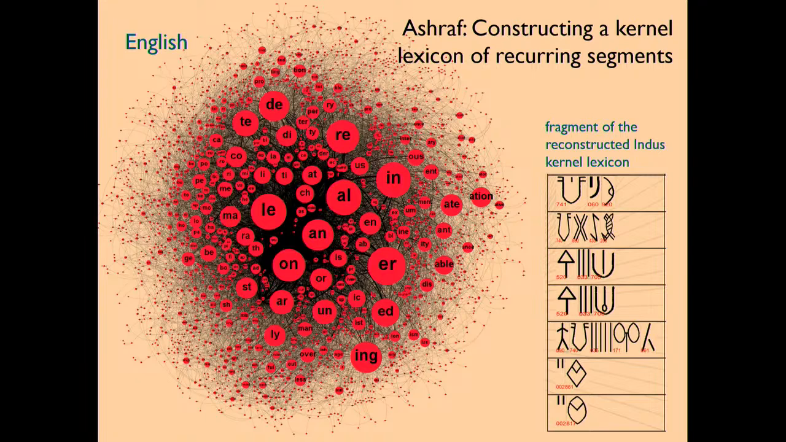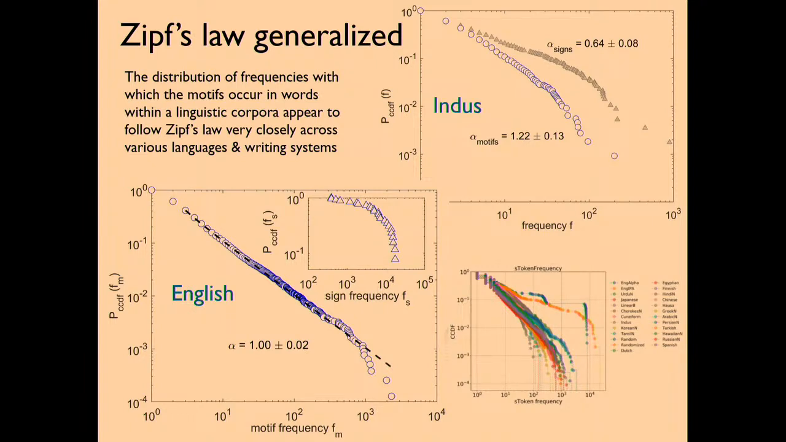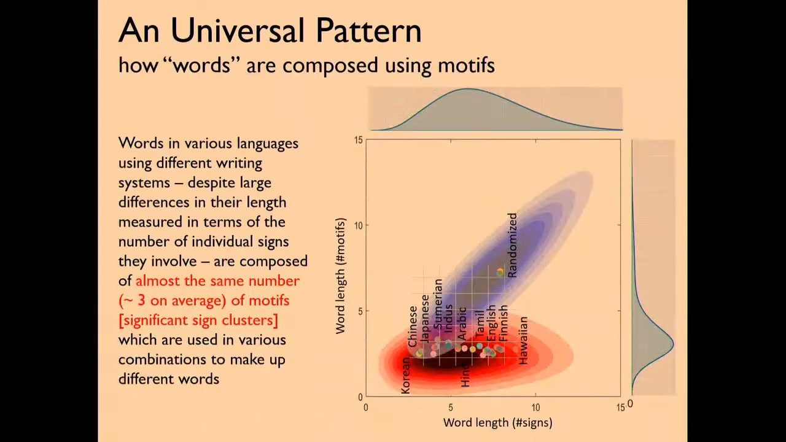Ashraf will be using the concept of entropy in his talk today, but tomorrow he'll be showing how, by using a kernel lexicon of recurring segments, so this is done for English and this is for Indus, you can show that there is a Zipf's law which holds regardless of whether you're looking at word frequency or letter frequency. And in particular, he's shown that words, that is, a combination of these frequently occurring sign clusters, which we call motifs, regardless of what language you're looking at, tend to use roughly the same number of motifs.